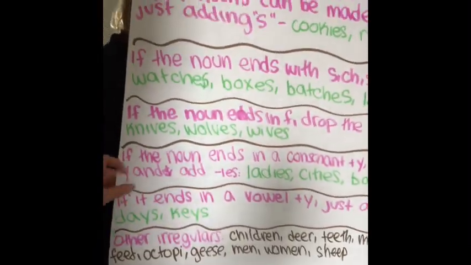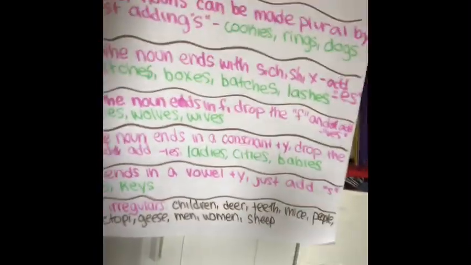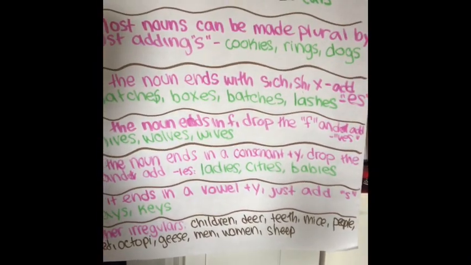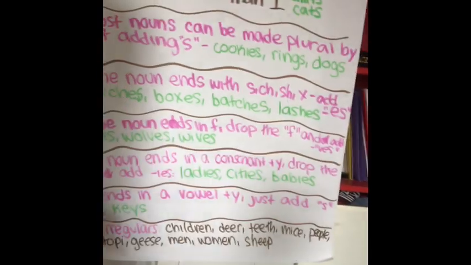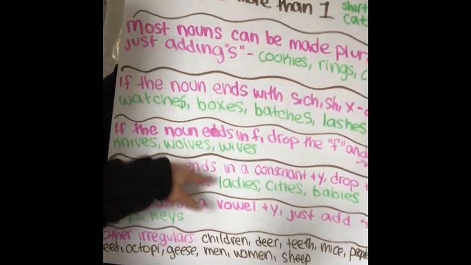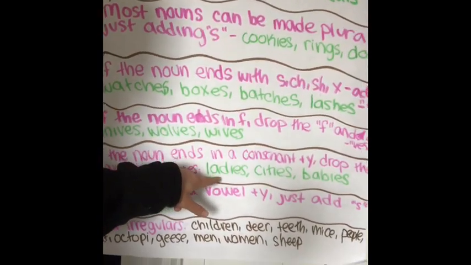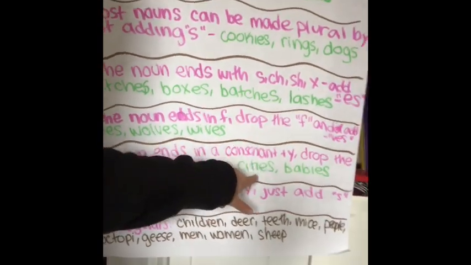Now, there are two different things that can happen if your noun ends in y. If the noun ends in a consonant and then the y, you're going to drop the y and add ies. An example is ladies, lady becomes ladies, city becomes cities, and baby becomes babies. The reason I remember that is because if I were to just add an s to the word baby, I would end up writing babys, which is just babis or babbies, and that doesn't make any sense at all.